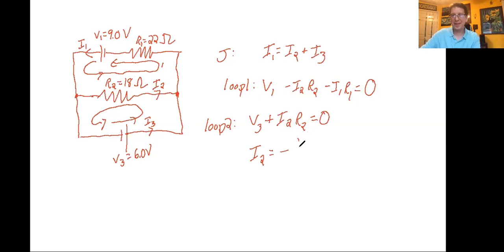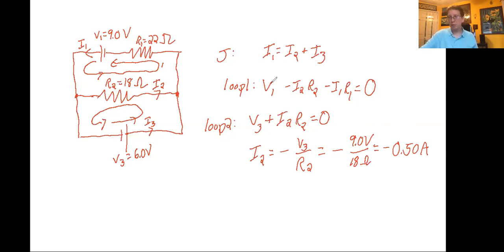So that's negative V3 divided by R2, doing the algebra from here. And so that's negative 9 divided by 18. So it's negative 9.0 volts divided by 18 ohms, and that's an easy enough answer. Negative 0.50 amperes. So that's I2.